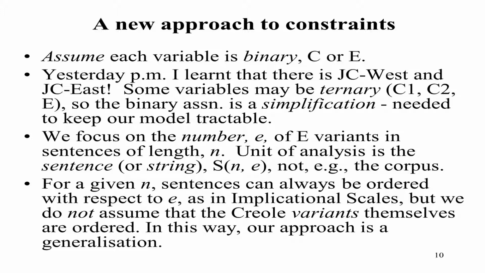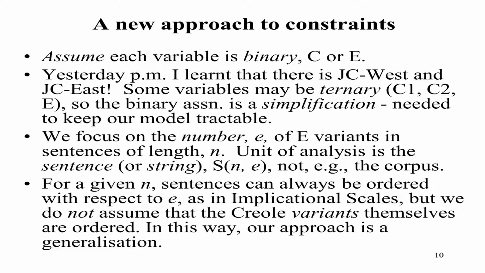It might be that variables are ternary, and you can have a C1, a C2, and so on. The focus is going to be on the number. Give me a sentence of length n, count the number of English variants, and that's all I want to know: length of the sentence and the number of English variants. The focus is on the sentence, not a corpus, even though that's what I eventually would like to go to. And I'm not going to assume that Creole variants are ordered, and in that sense, this is going to be a general approach.